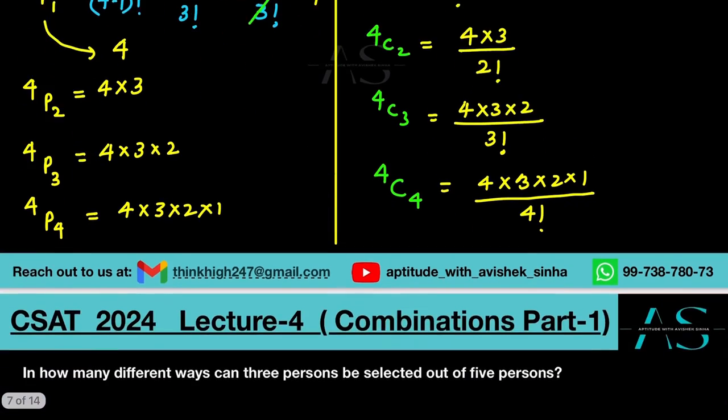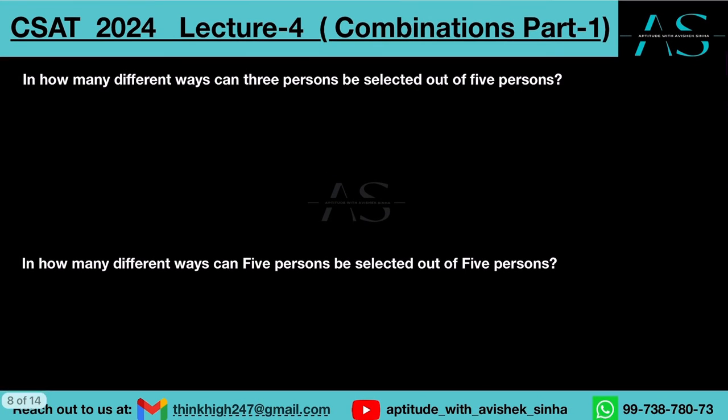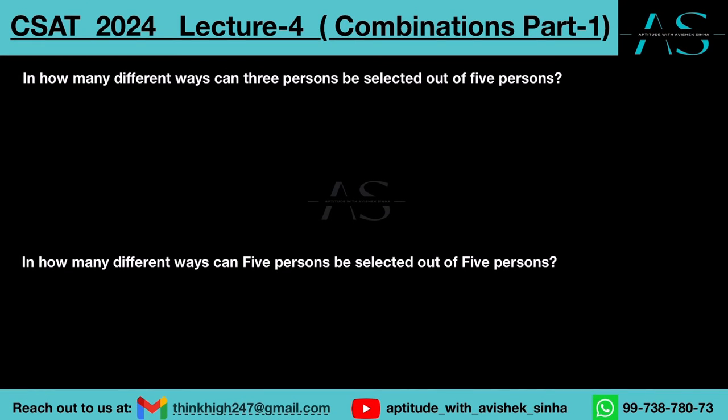Alright, let's talk about a question. Very simple question. In how many different ways can 3 persons be selected out of 5 persons? Now, how many persons are there? 5. So n value is 5. How many do you need to pick or select? 3. So r value is 3.